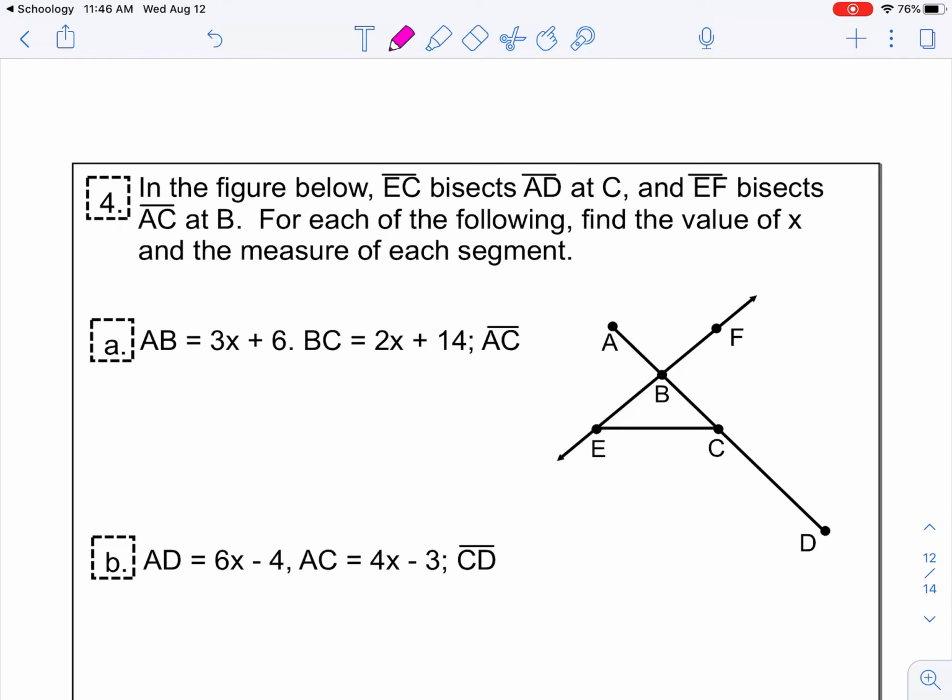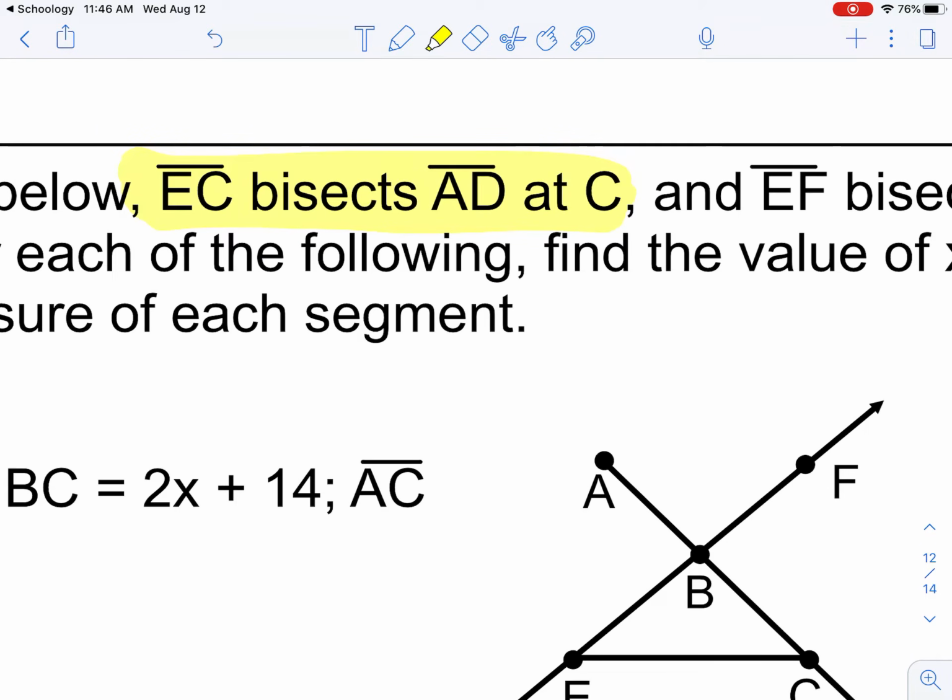It says, in the figure below, EC bisects AD at C. So let's talk about this first. This is really important that you watch this. If you're zoning out right now because you're like, hey, Mrs. Dillon, this video is long, guess what? This part's the part that people struggle with the most. All right, so EC bisects AD.